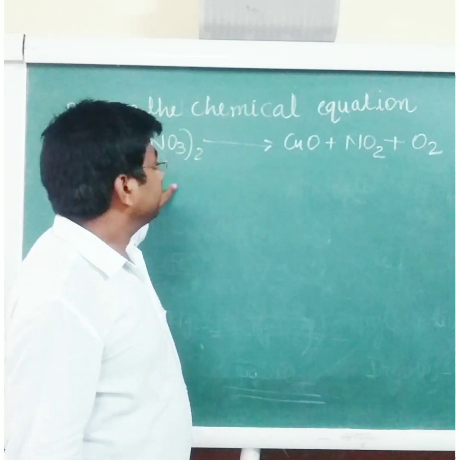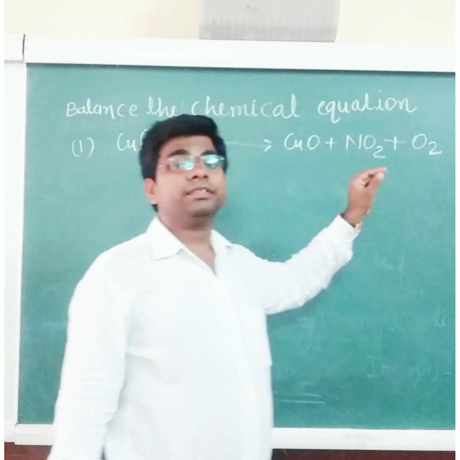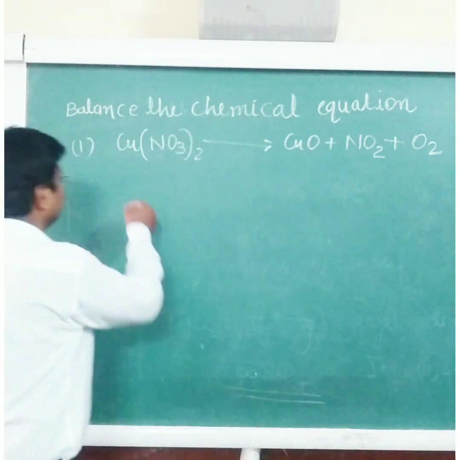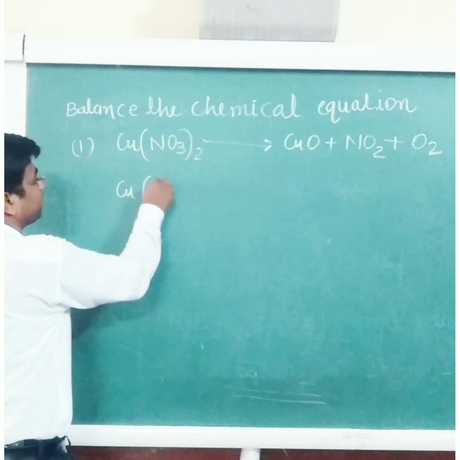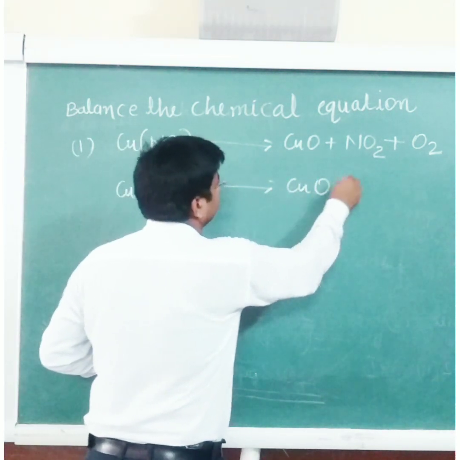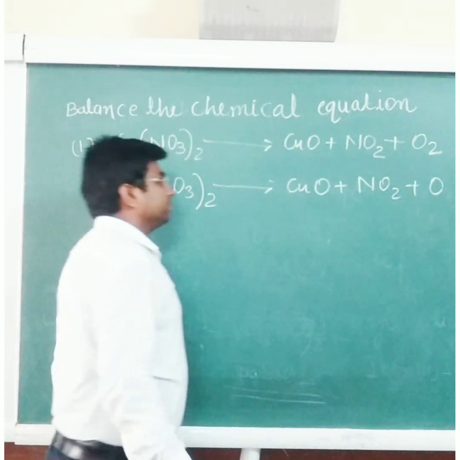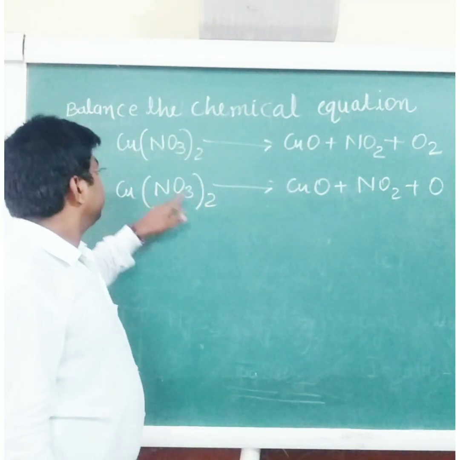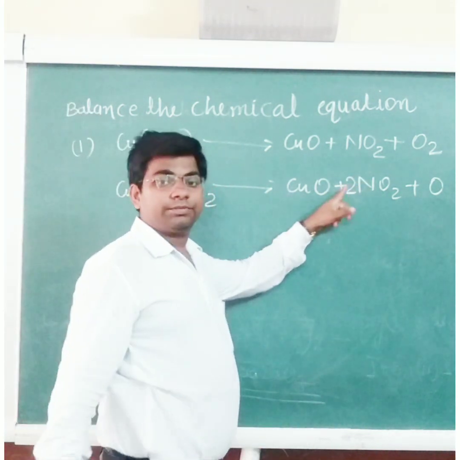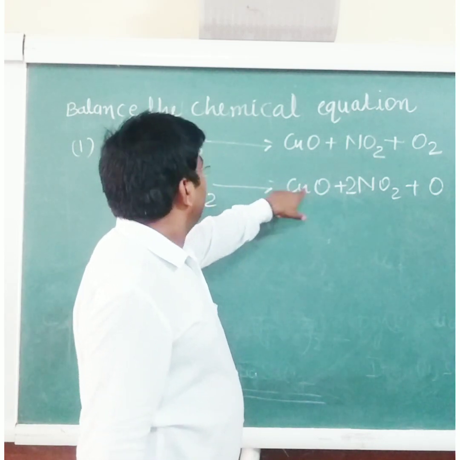According to the rule, the elementary gas given in the equation will be changed first into atomic form. The equation will be written Cu(NO3)2 equal to CuO plus NO2 plus O. Now we balance the overall equation. There is one nitrogen on the left and two nitrogens on the right, so 2 multiplied by 2. Nitrogen is balanced. Copper is balanced.